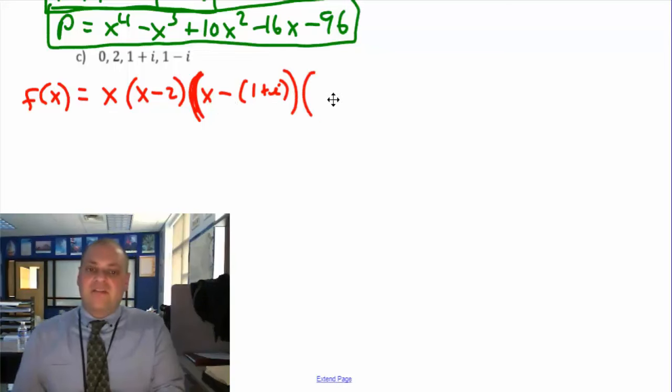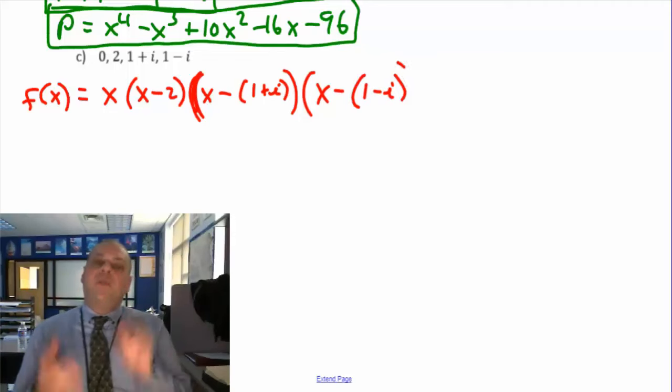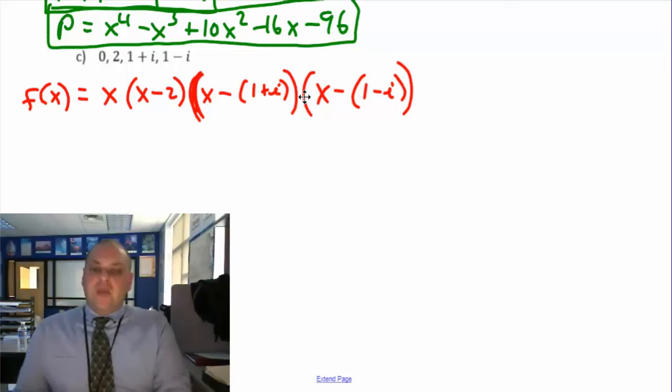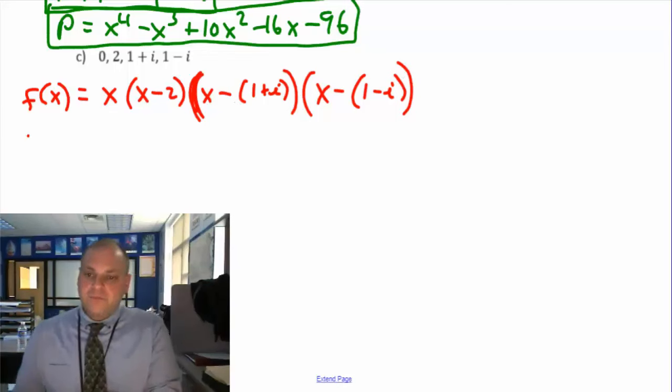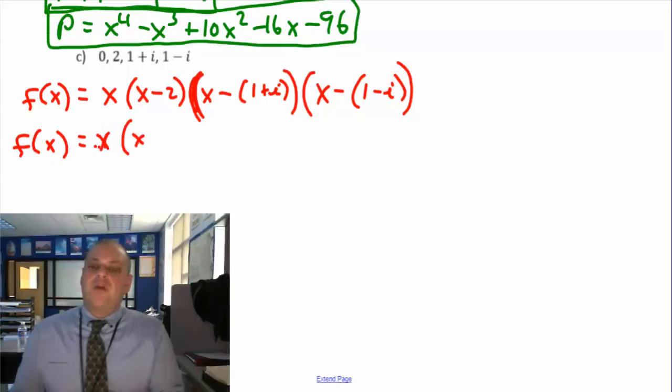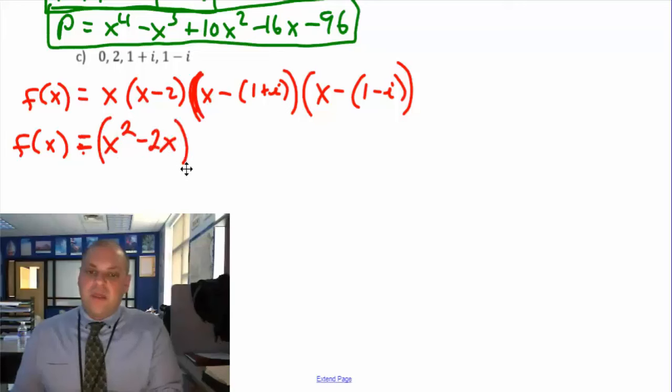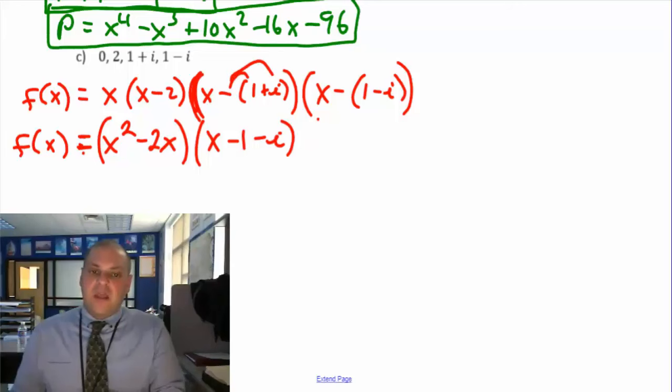And then we have x minus 1 minus i. And this is why we did that opening exercise. Okay? So that's going to be x minus 2. Here, you know what? I'm going to put these together. x squared minus 2x. These two here multiplied together. And then this is x minus 1 minus i. That negative's got to distribute. We did it earlier. And then x minus 1 plus i.